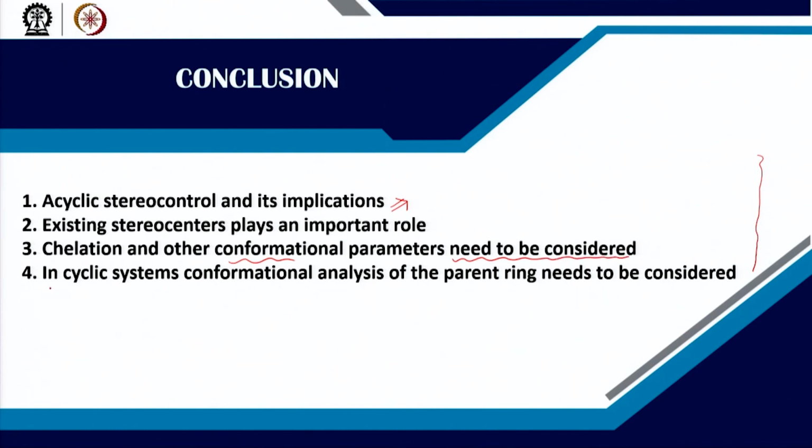And mainly in cyclic systems, the conformational analysis plays a very important role, because in cyclic systems you always have a conformational bias, because rings have a typical tendency to adopt well defined conformational structures. Okay.